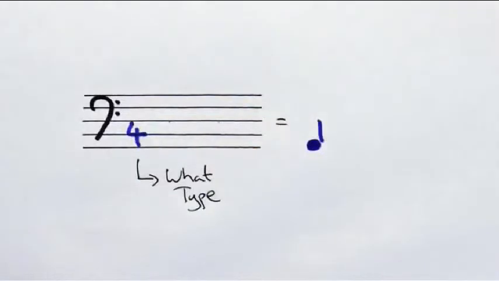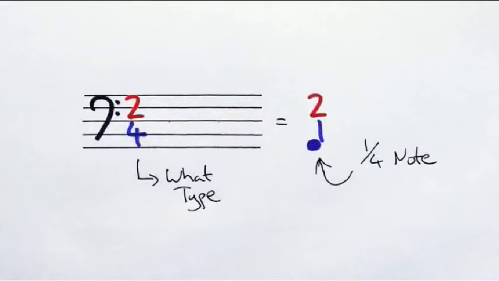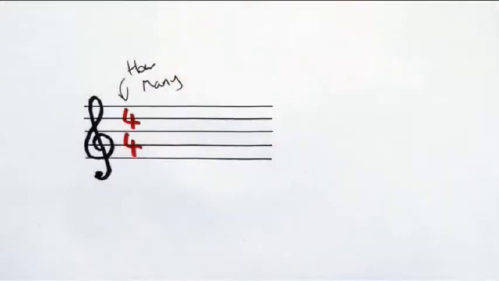Remember, a crotchet is also called a quarter note. So the bottom number 4 is a kind of secret code that tells us we are dealing with crotchet beats. Like 2-4 means that there are 2 crotchet beats in a bar. 3-4 means that there are 3 crotchet beats in a bar. And 4-4 means that there are 4 crotchet beats in a bar. How many beats? What type of beats?